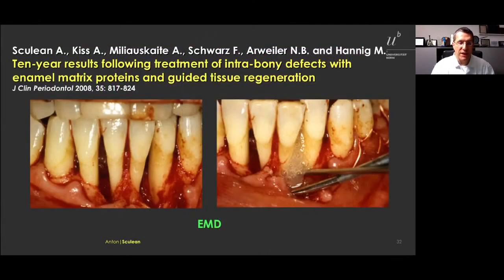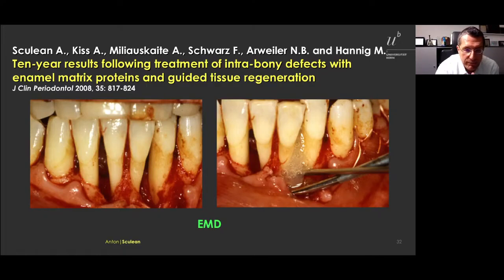So what can we expect when we use this treatment? Look at some studies. One paper from our group, I started to work with this material already in 1996. I was one of the first clinicians that have tried enamel matrix proteins in periodontal regeneration. So in 2008, we published 10-year data on this. 12 years ago, we published 10-year data, imagine. So look at this case.